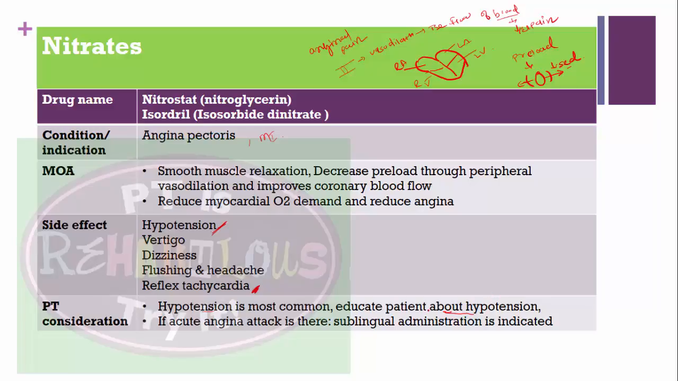If an acute anginal attack is there, they should carry their sublingual drug with them, and they have to administer it as indicated. If the condition worsens, we need to immediately notify their physician. And if hypotension is there, we should take care when changing their position. We should not bring them suddenly to an upright position.